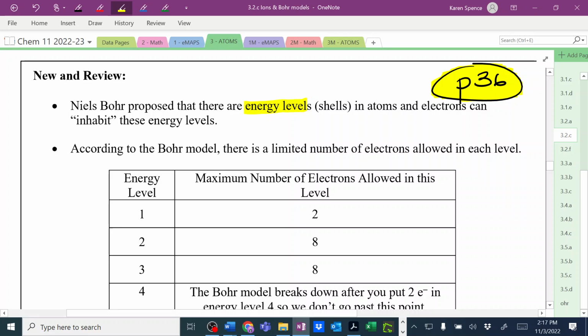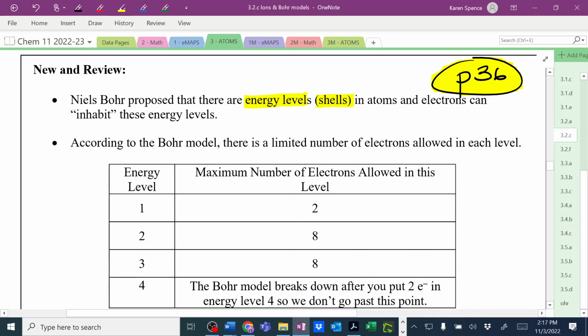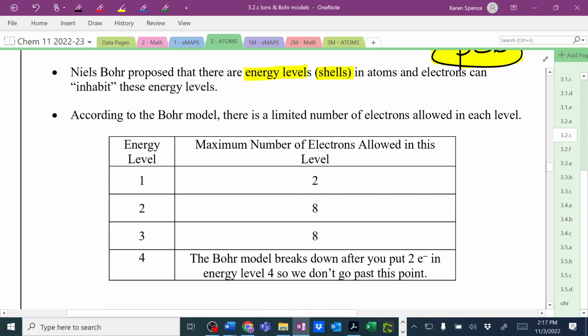So Niels Bohr proposed that there were energy levels or shells. Do those terms sound familiar, vaguely? Okay, and the electrons can inhabit those energy levels. According to the Bohr model, there is a limited number of electrons allowed in each level.